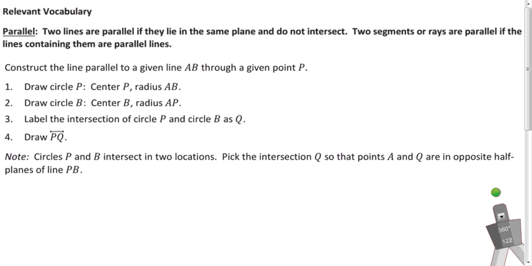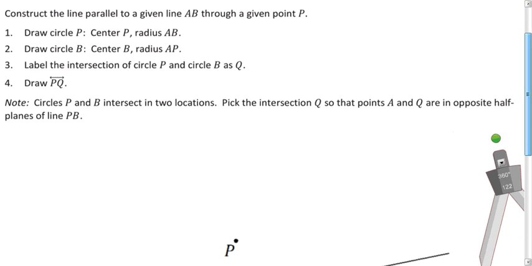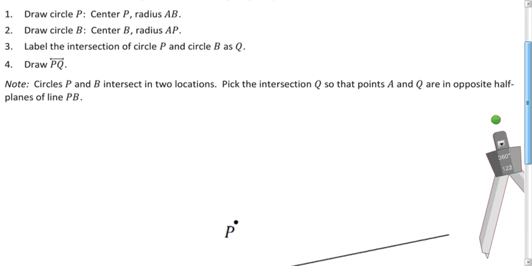To start us off, here's a refresher on the word parallel. Now it's important that you say that the lines are on the same plane. If you have two lines on different planes and they don't cross, those are called skew lines. So we're going to do a construction where we construct parallel lines.